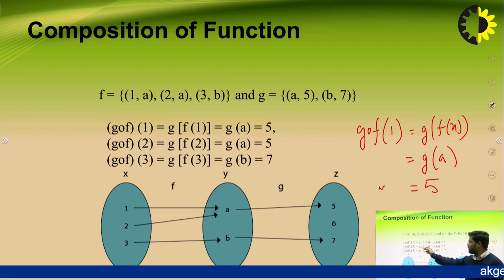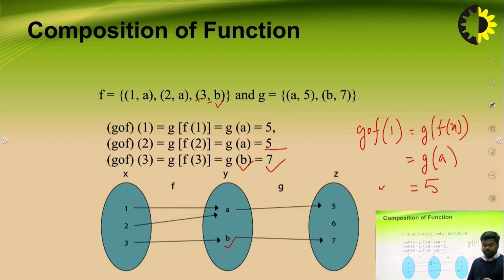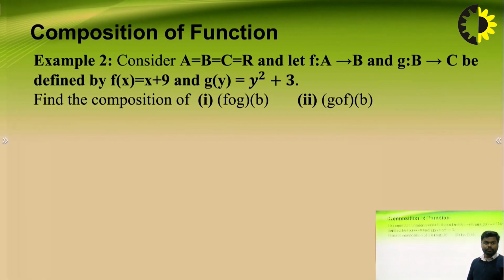Also G of f of 2. F of 2 contains a. So G of a. What is the value of G of a? 5. Done. Okay. G of f of 3. F3 has b. So G of b is 7. Okay. Like this we have to find the composition of functions.